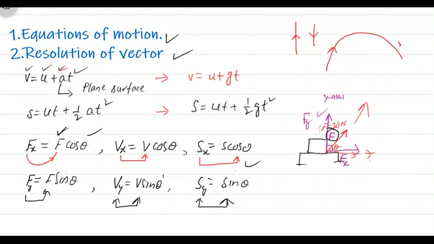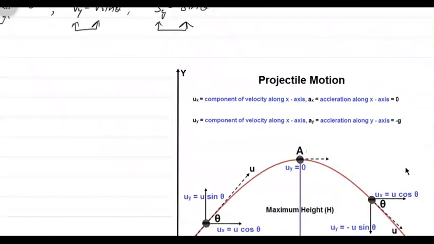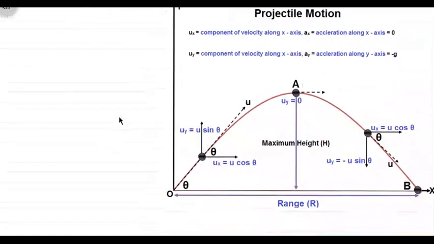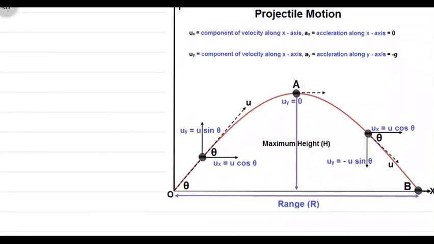After this, just focus on this diagram, and I'm sure that you are well aware of that path, that trajectory of a projectile motion.